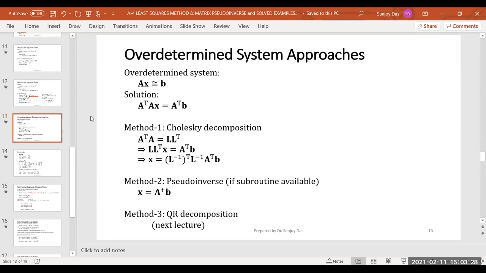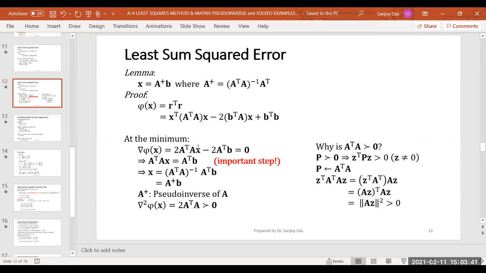Now, if A were not a full column rank matrix, then A transpose A would not be invertible. This is the solution, right? X equals A plus B, where A plus is A transpose A inverse. We know that A transpose A inverse exists because we assume that A is full column rank.